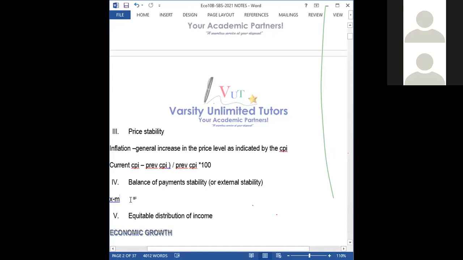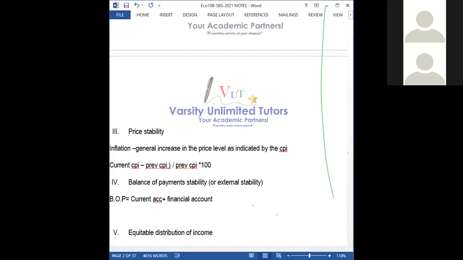So for us to understand how the balance of payments is measured, the BOP, that is the balance of payments, is measured as the sum of the current account, I'm going to define what the current account is, plus the sum of the financial account, sometimes referred to as the capital account.